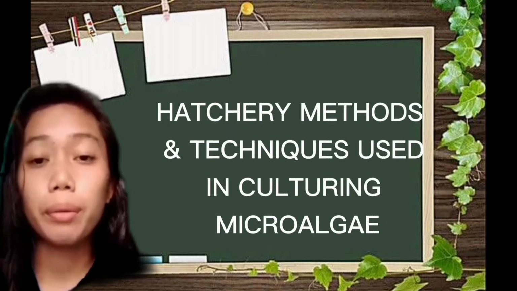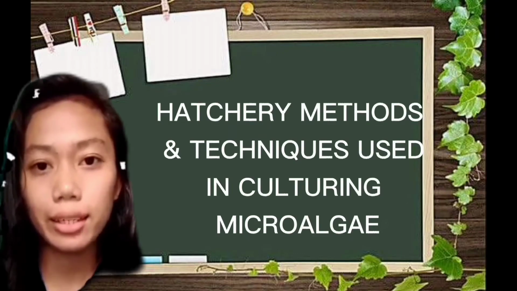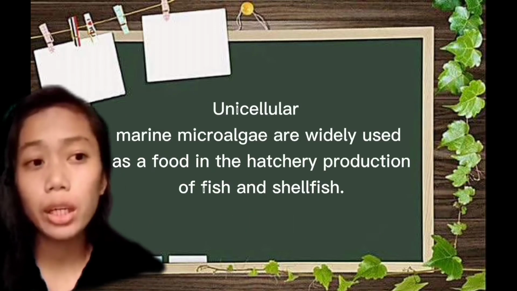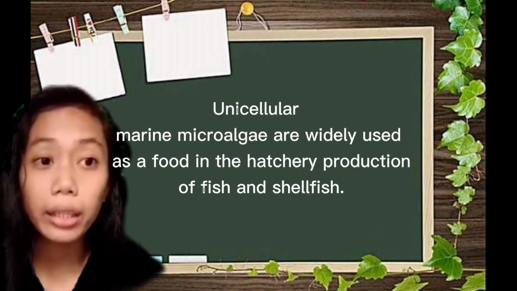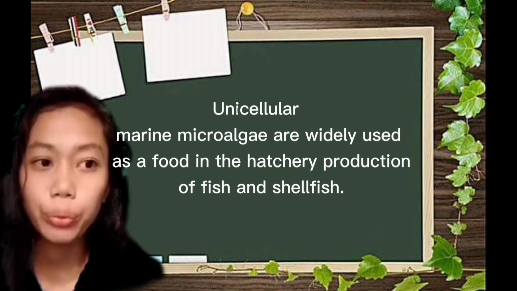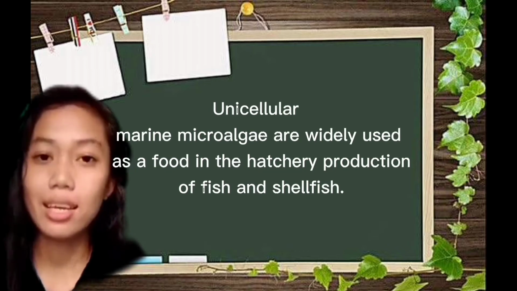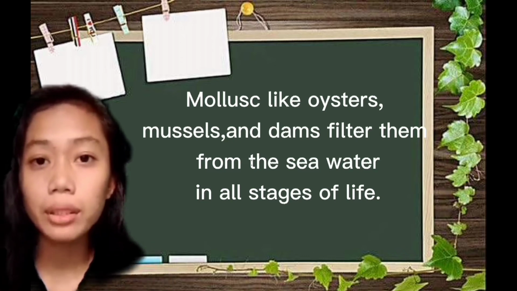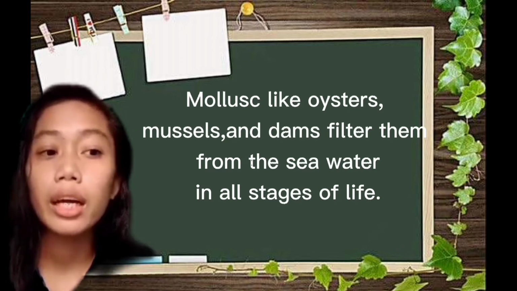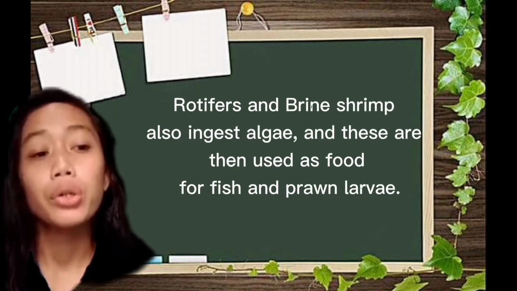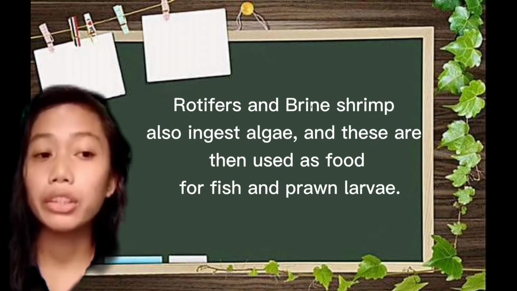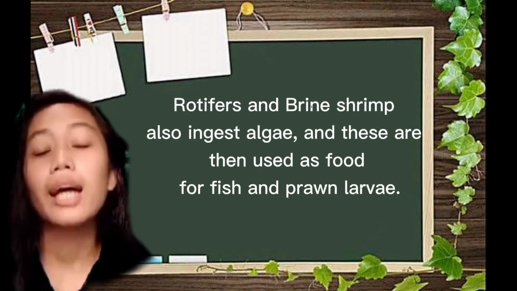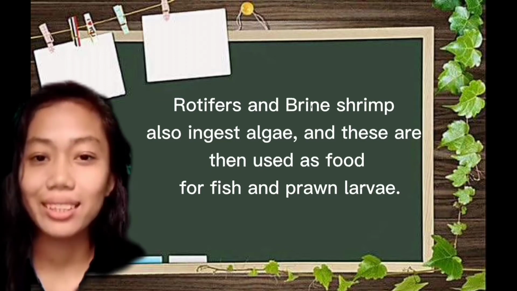So I'm gonna report about the hatchery methods and techniques used in culturing microalgae. Unicellular marine microalgae are widely used as a food in the hatchery production of fish and shellfish. Mollusks like oysters, mussels, and clams filter them from seawater in all stages of life. Rotifers and brine shrimp also ingest algae, and these are then used as food for fish and prawn larvae.